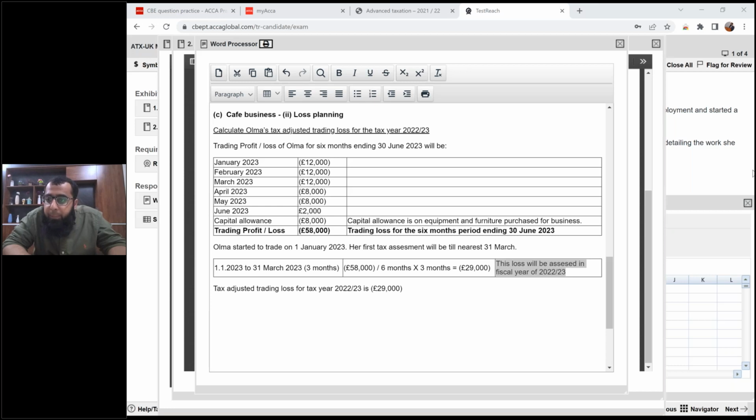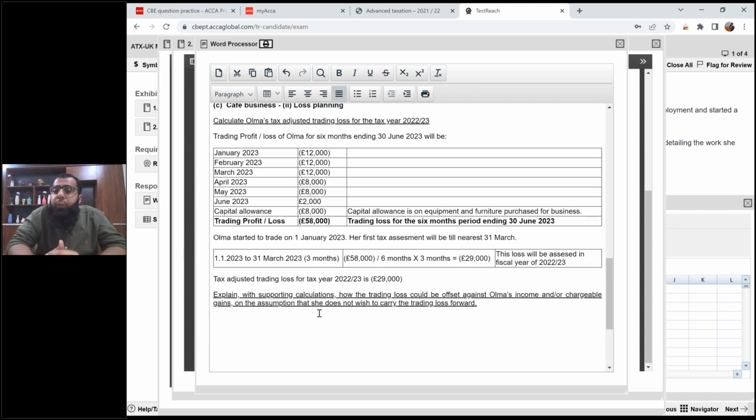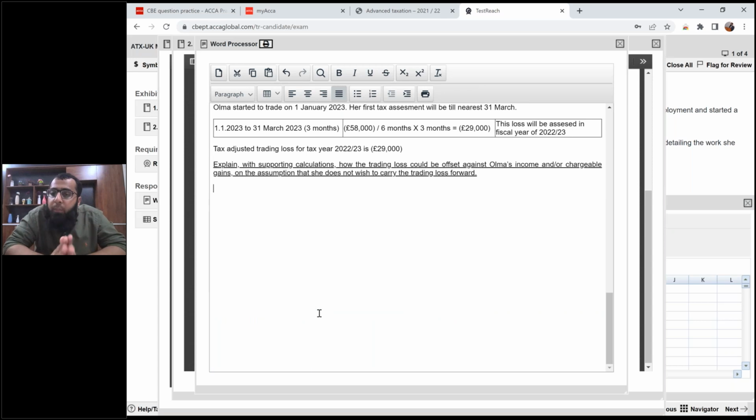Okay. Now, so how she can relieve the trading loss? The opening year rules will apply. So explain with supporting calculation how the trading loss could be offset against Alma's income and or chargeable gain on the assumption she does not wish to carry the trading loss forward. First, I will explain it and then I will go for the supporting calculation. Alma can claim loss relief on this trading loss in either of following two ways.